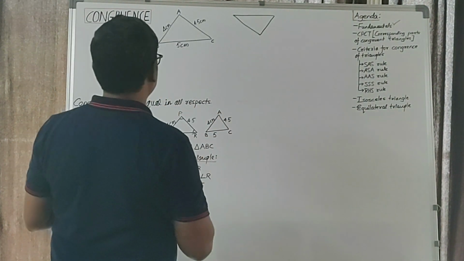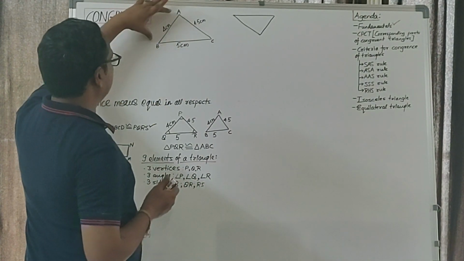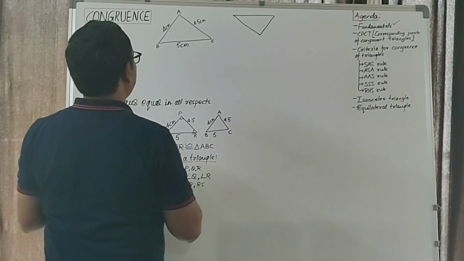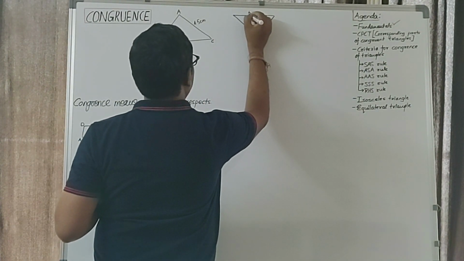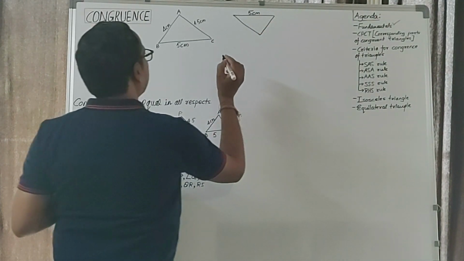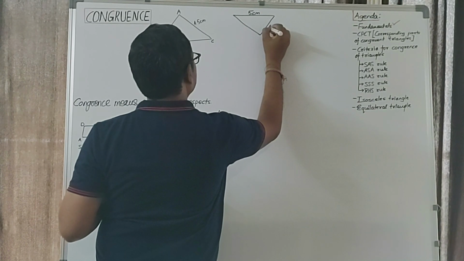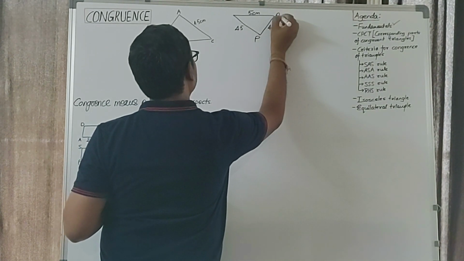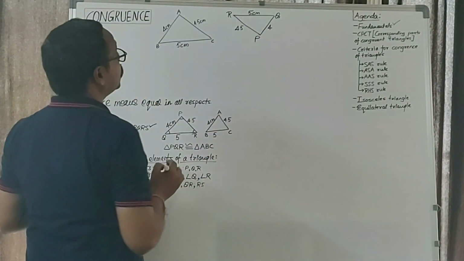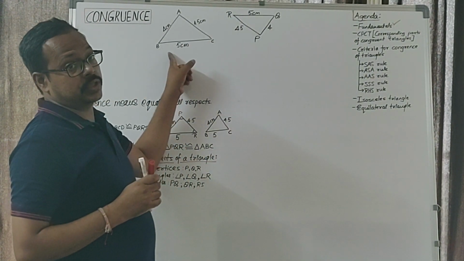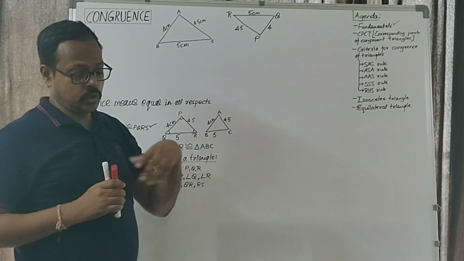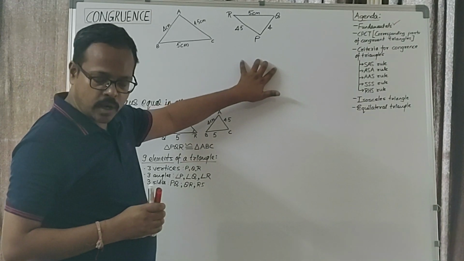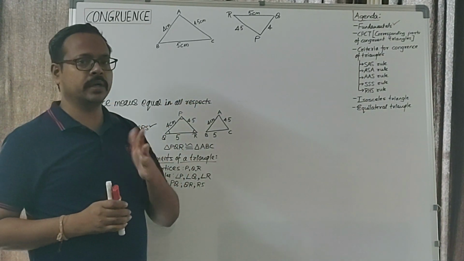So I have taken 2 triangles drawn here, ABC. The measurements of the sides are given in front of you. And I have drawn another triangle whose sides are 5 centimeter, this one, this side is 4, and this side is 4.5 centimeter. This I am calling P, this Q, this R. If I ask you, is triangle ABC congruent to triangle PQR? Pause the video, think for a moment and come back.